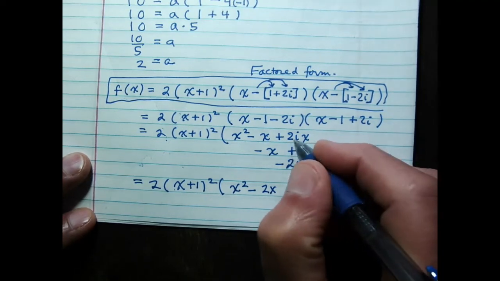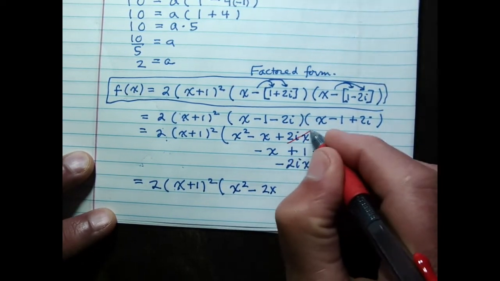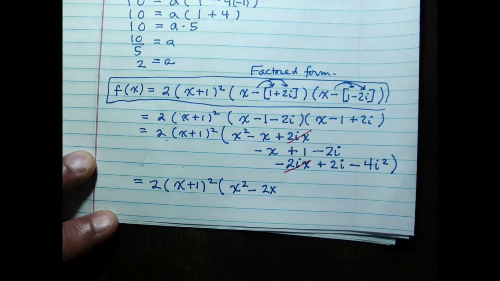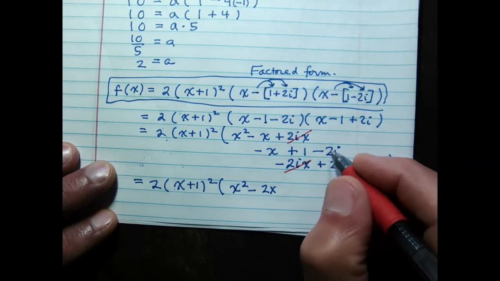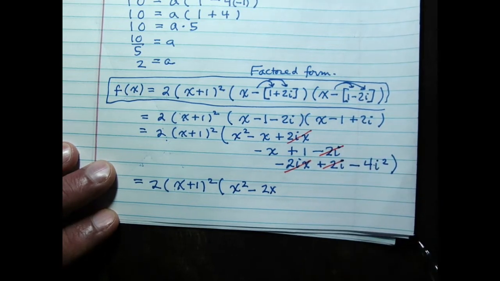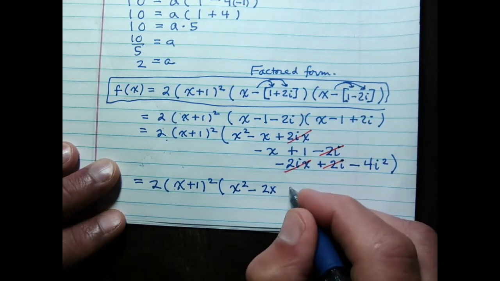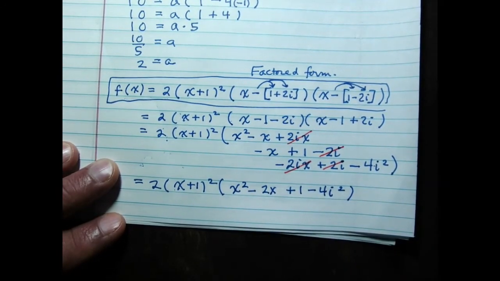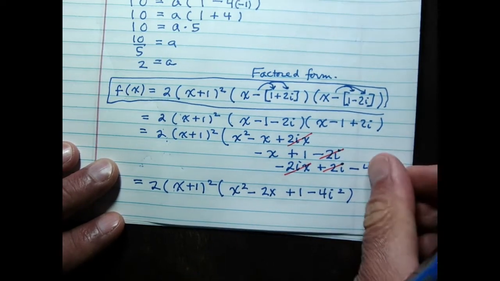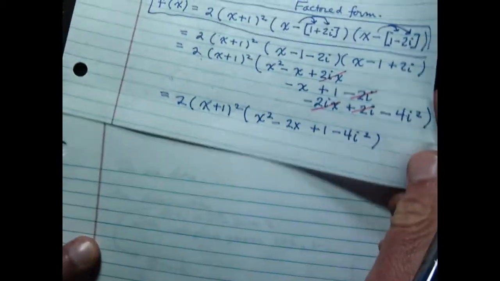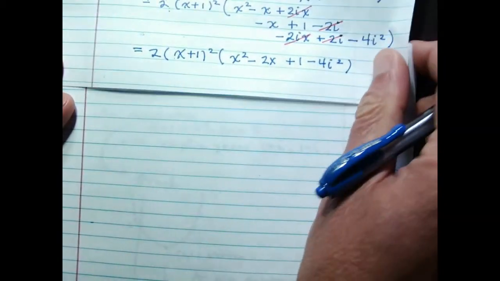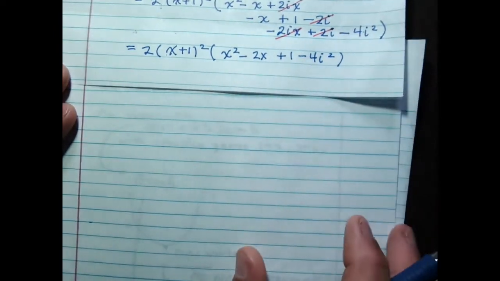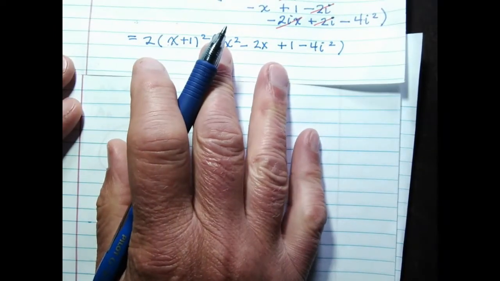I'm going to use red actually. I got a 2ix and a minus 2ix. They're gone. I got a minus 2i and a plus 2i. They're going to be gone. But notice that I do have a plus 1, and I have a minus 4i squared left from that multiplication. Okay, I think every term is accounted for. So, yep, this is kind of intense. Let's try to move on to a new sheet of paper here so I don't squeeze into the corner.